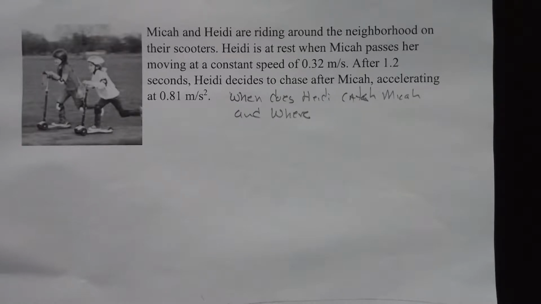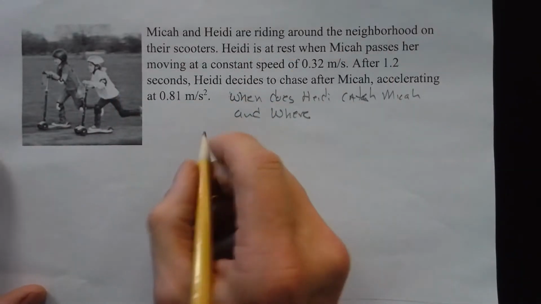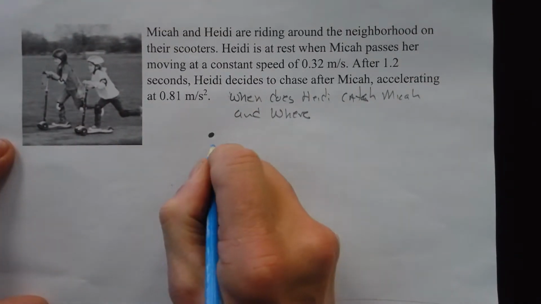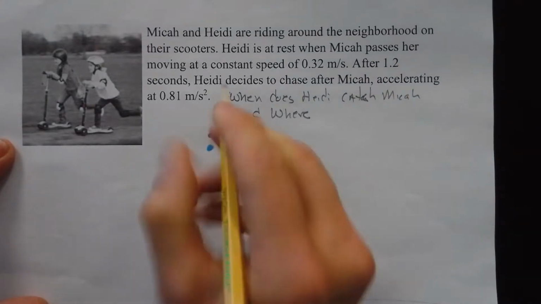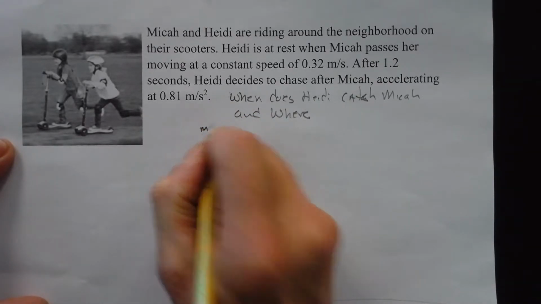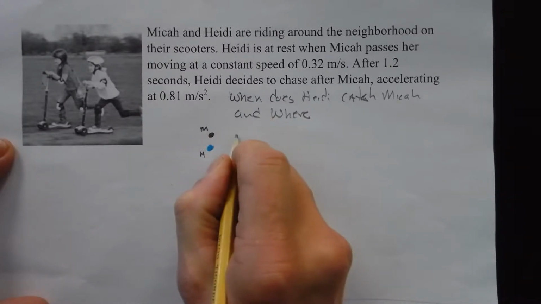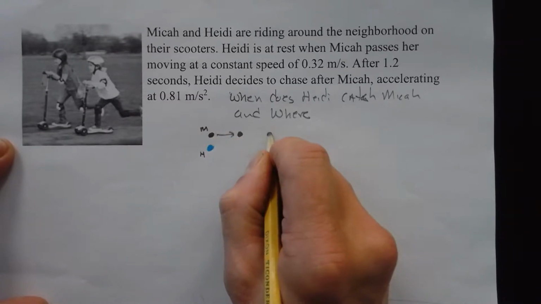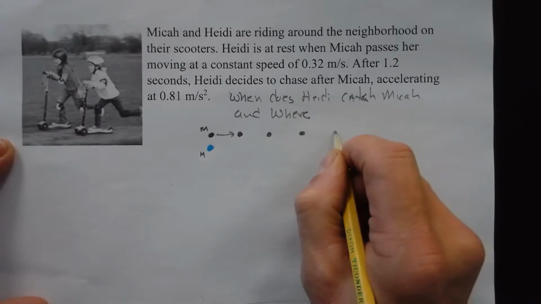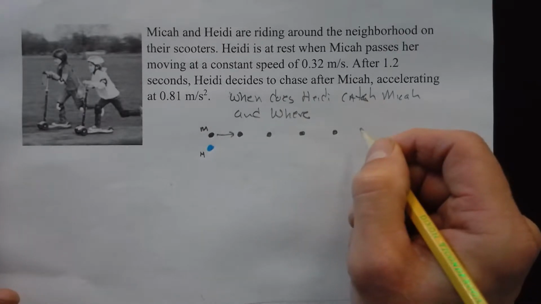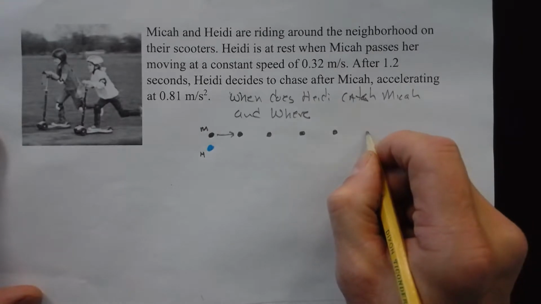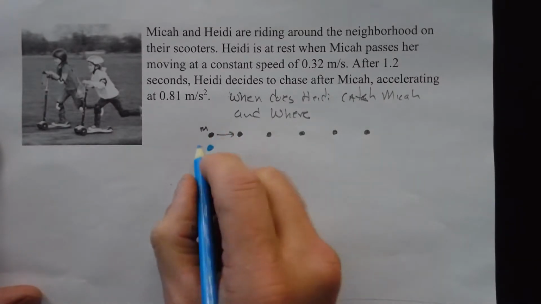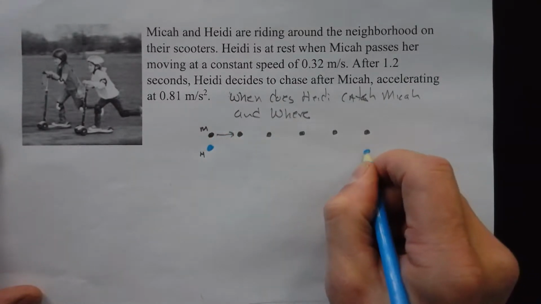Well, let's draw a motion diagram because that's what we do. Heidi and Micah, we're going to do them in different colors. This is where they cross. This is my Micah, and this is my Heidi in blue. Micah is moving at a constant velocity, so her spaces are nice and even, and this is where they meet again. Heidi accelerates to get there. She's going to end up at that same place.